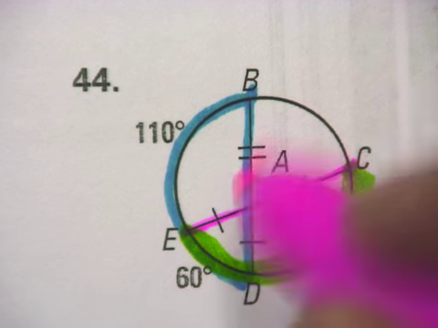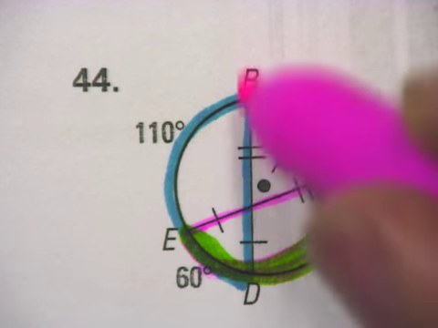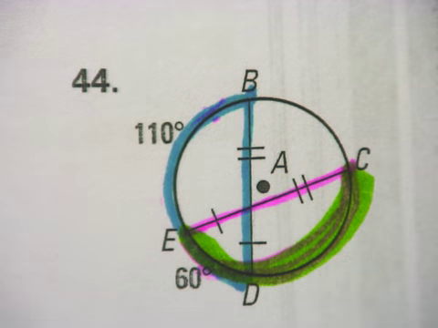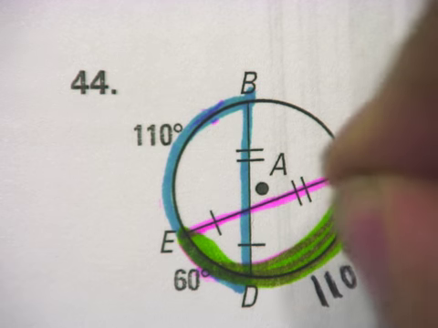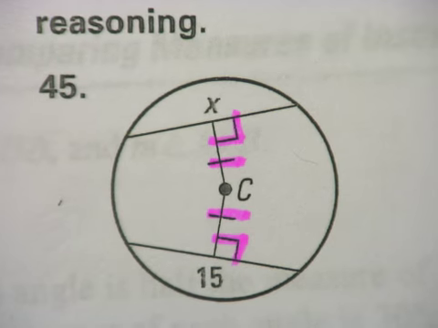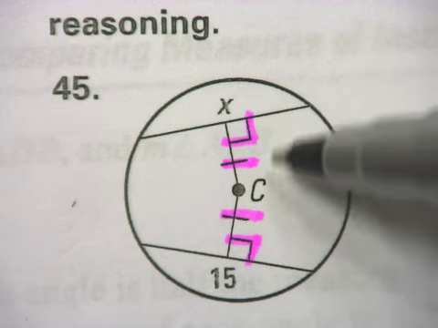You notice how this chord has 1 and 2 dashes. Look at chord EC in pink. It also has 1 and 2. Remember we said they're congruent as well? Since these chords are congruent, this arc here is also going to be the same as this arc here. So if this is 60 degrees and this is 110, then this is going to be 60 and this is also going to be 110 degrees. Your full sentence explanation should state that congruent chords have congruent arcs.